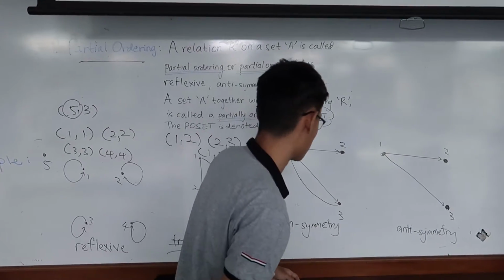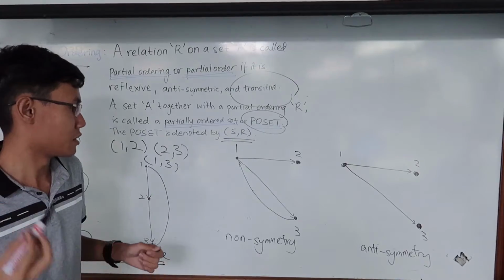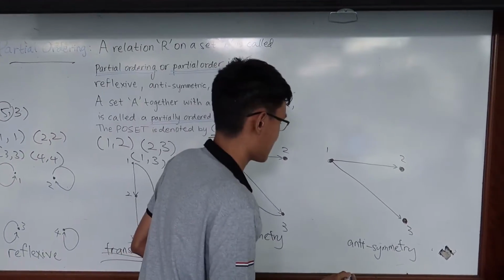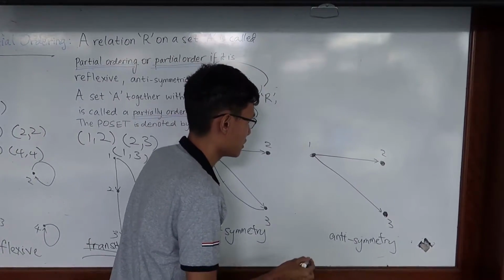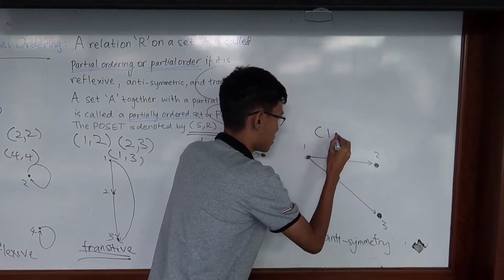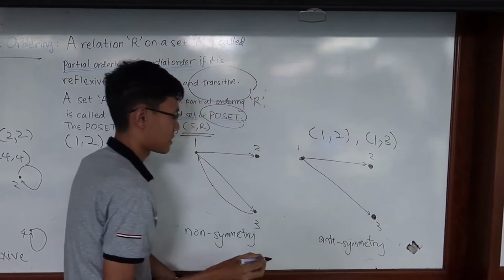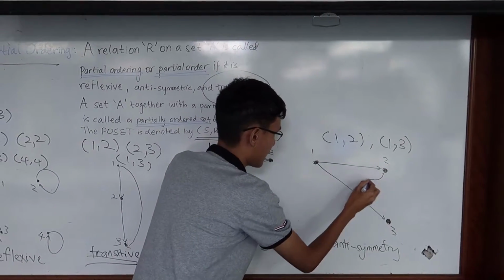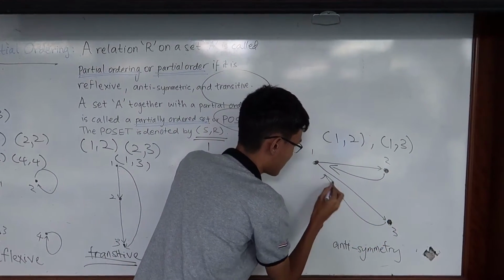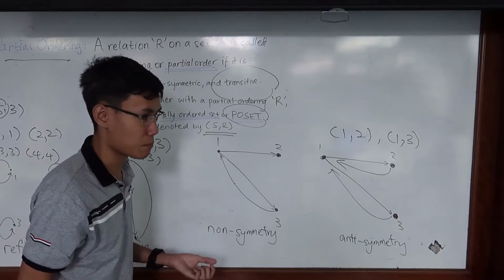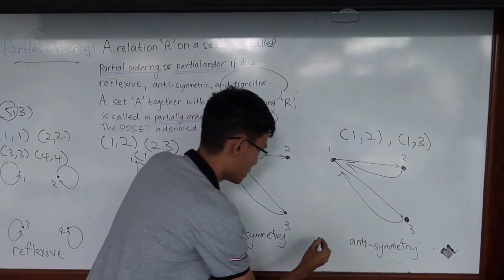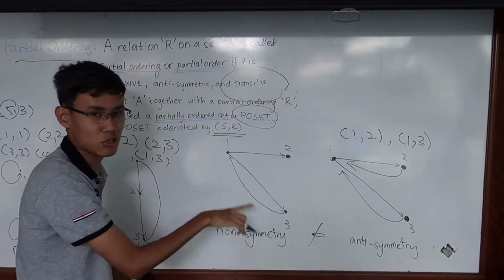Okay, let's come to the last part, which is the more confusing part. For antisymmetry, a set is said to be antisymmetric if there's only 1,2 and 1,3. It means that it does not have any arrows pointing back. The very important thing is, antisymmetry doesn't mean that it is non-symmetric.